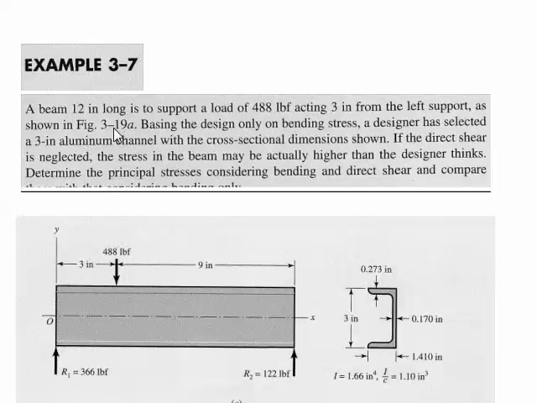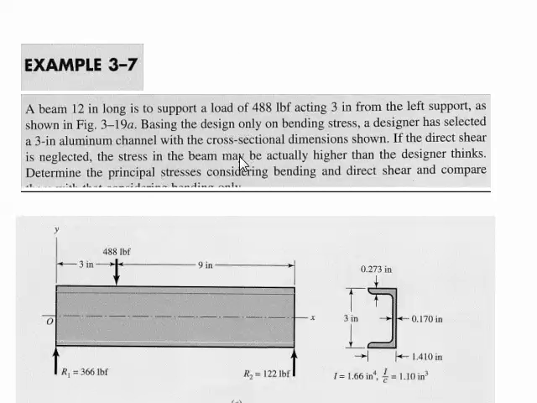Let's read the words exactly. It says, basing the design only on the bending stress, a designer has selected this 3-inch aluminum channel with the cross-sectional dimensions shown. If the direct shear is neglected, the stress in the beam may be higher than the designer thinks. Determine the principal stresses considering bending and direct shear and compare to just the bending.